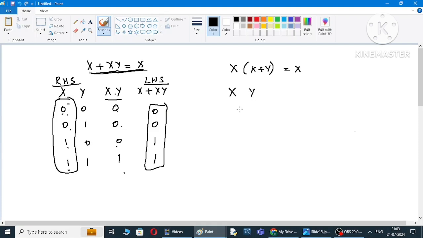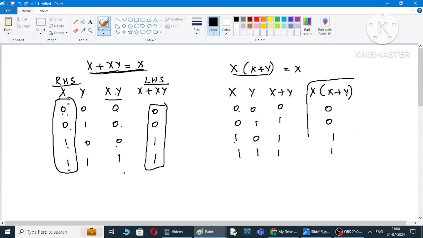So, write x, y here and give the input combinations 0, 0, 1, 1. Then find x plus y: 0, 1, 1, 1. Because any 1 is there, you will get a 1. Now, LHS is x into x plus y. So, x into this. So, 0 into 0, 0 into 1. Any 1, 0 is there, you will get a 0. 1 into 1, 1 into 1. So, 0, 0, 1, 1. So, this is the left hand side and this is the right hand side. So, both are equal, which proves that x into x plus y is equal to x.